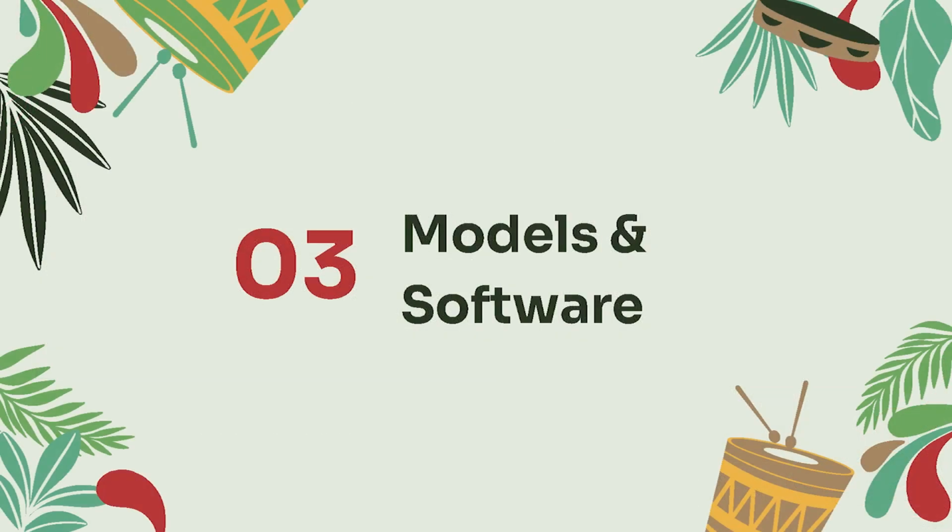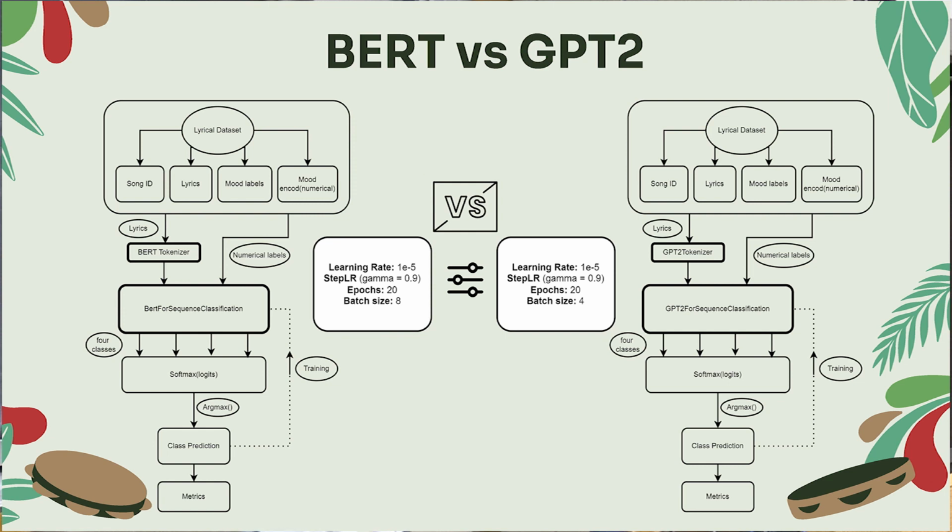For the model, we've used the BERT model as a baseline based on past research, and the GPT-2 model to begin with for improvement. Both of which follow a very similar pipeline where the lyrics go into the tokenizer, and the tokenized results along with the encoded mood labels go into the pre-trained model, and then in the end we're able to get the class prediction, and further metrics are calculated. The only difference between them is the tokenizer and the pre-trained model.